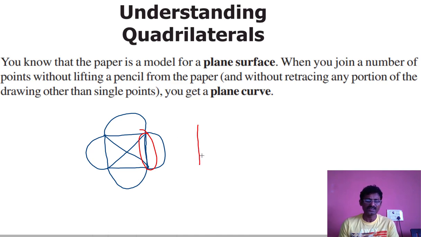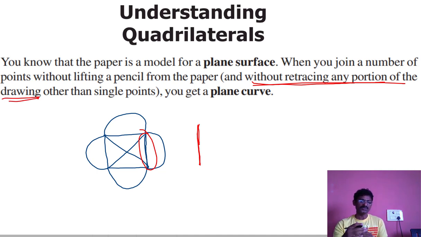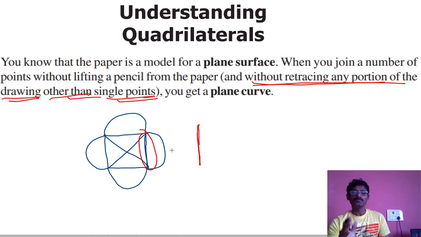So first I draw like this, once again I draw on the same line segment, like this. So here in the brackets you see, without retracing any portion of the drawing. Without retracing, that means without drawing on the same line, we need to draw the diagram. Then only it will be a plane curve, other than single points. So how can you get a plane curve? When you join a number of points without lifting a pencil from the paper, and there is a condition, without retracing any portion of the drawing other than single points, then you will get a plane curve.